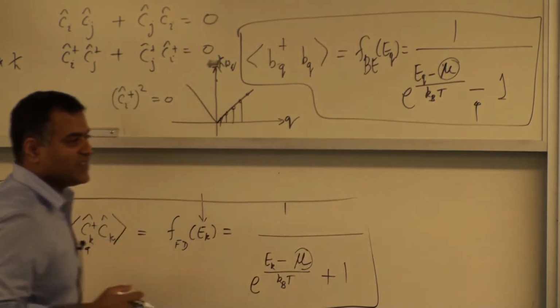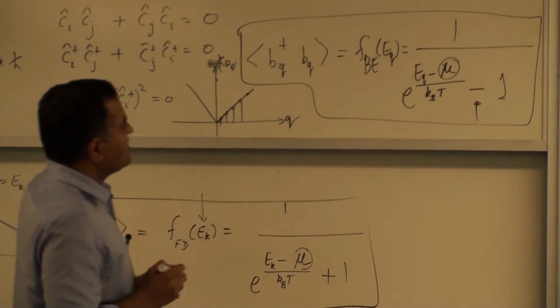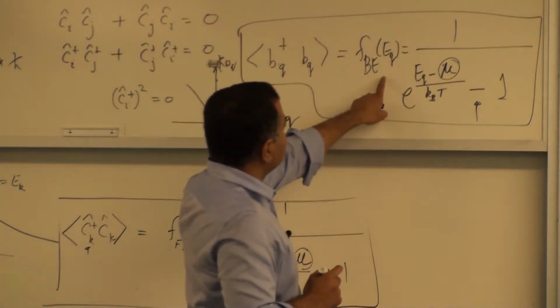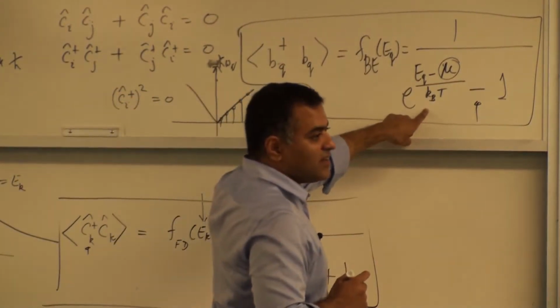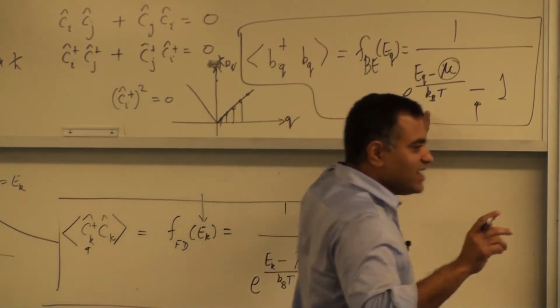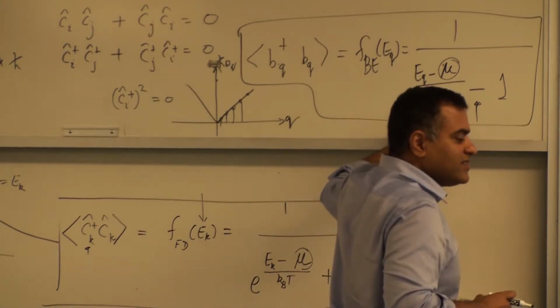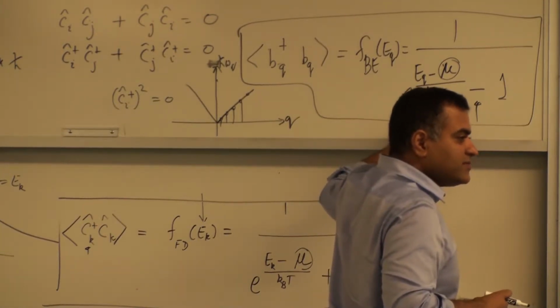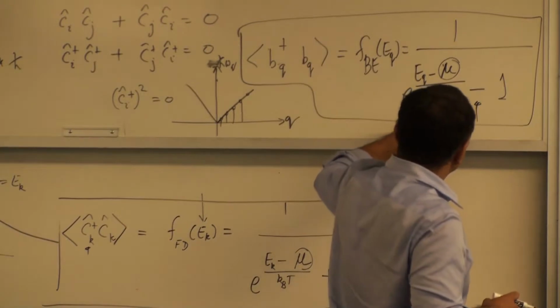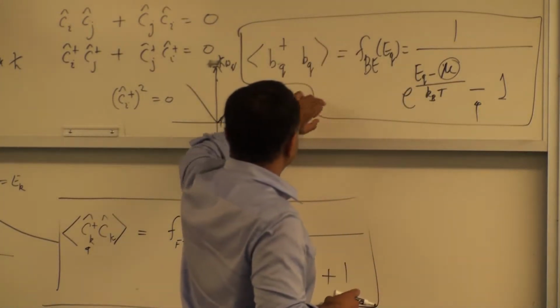So yeah, there's a question. Is that the same occupation number as in the Fermi-Dirac distribution, or just a different notation? Ask that again. You mean this one? Yeah. The q, is that the same as k?